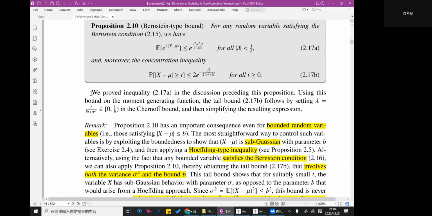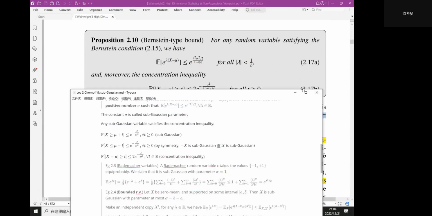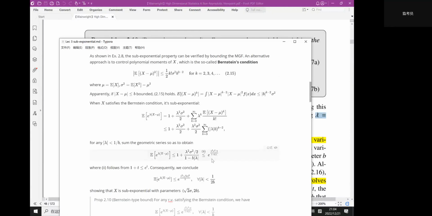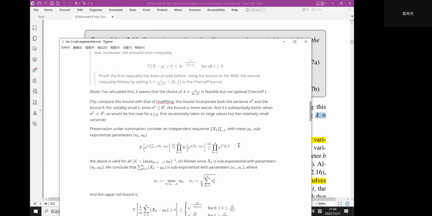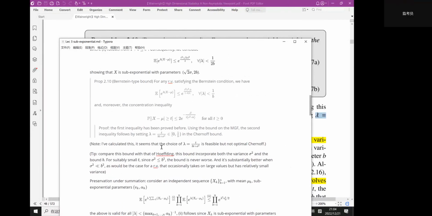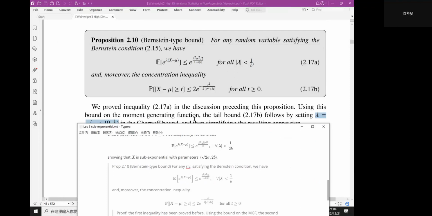So this proof is intuitive. By setting lambda equal to this value in the Chernoff bound, we get this bound. And I'll calculate this, and I have to mention that this calculation is not optimal. Let me see. Here, I've calculated this Bernstein type bound, and the choice of lambda is feasible because it belongs to this interval, but it's not optimal. Anyway, we get this type of bound, and we can use it for further calculation and derivation.